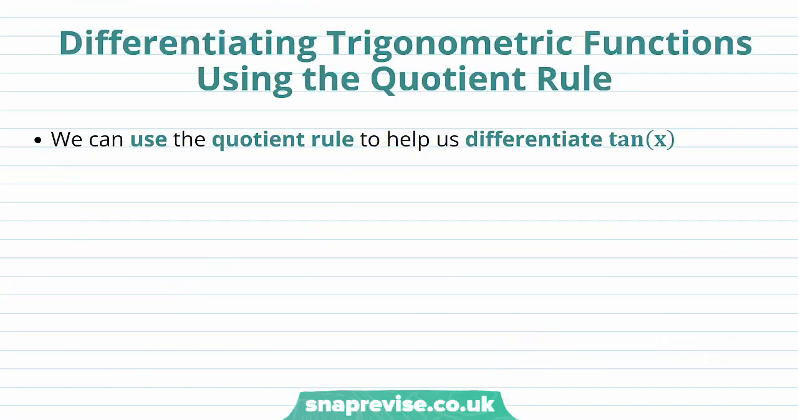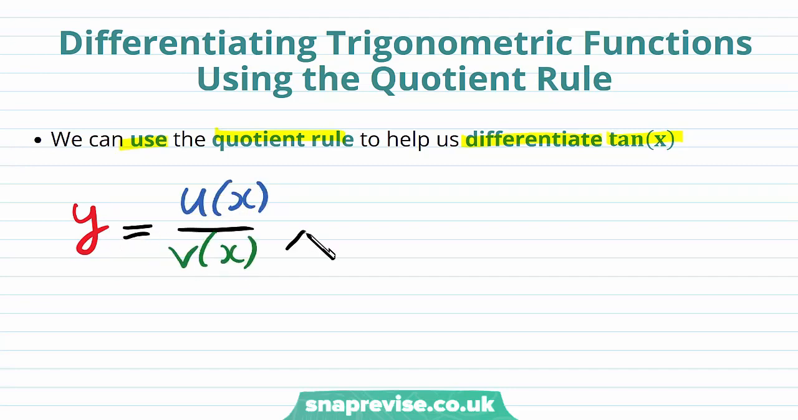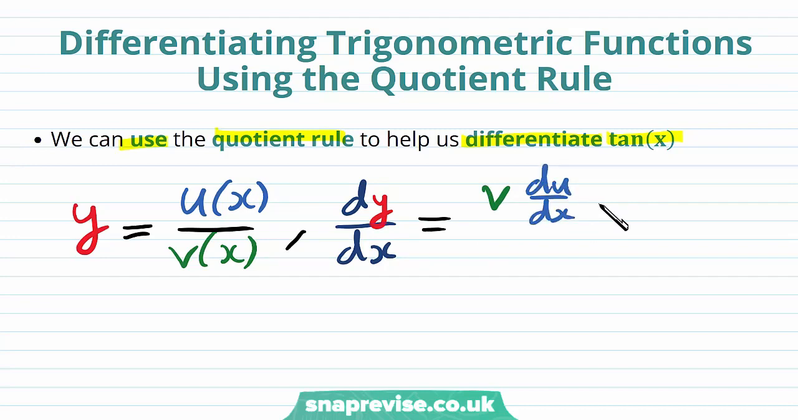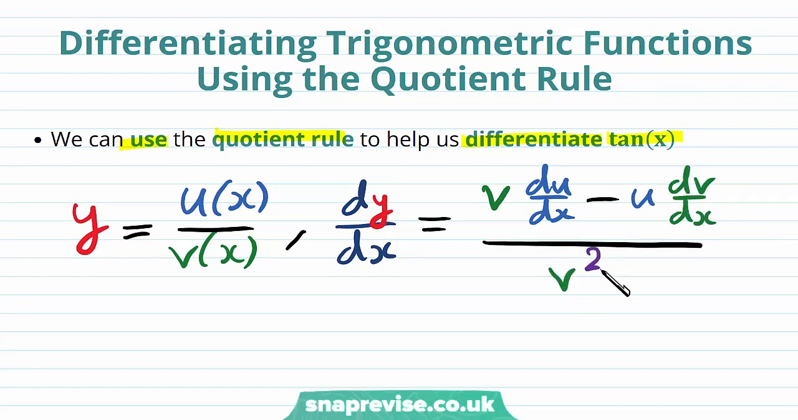So how can we differentiate trigonometric functions using the quotient rule? We can use the quotient rule to help us differentiate, for example, tan of x. The quotient rule states that if y can be written as the quotient of functions u of x divided by v of x, then if you want to find dy by dx, you do so by taking v, multiplying it by du by dx, and then minusing u multiplied by dv by dx. And then all of this is divided by v squared.